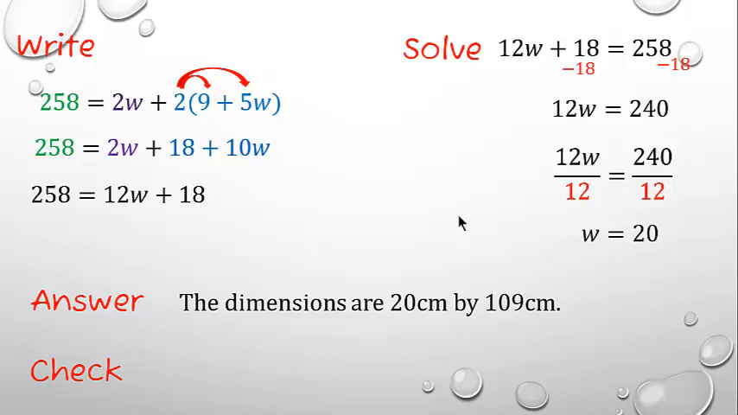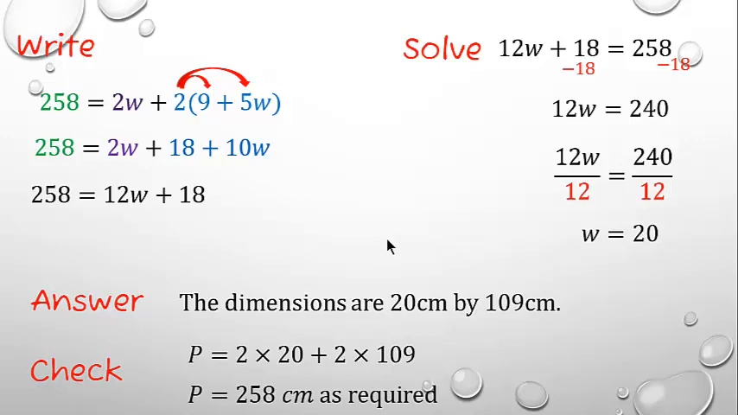Okay, let's check our answers. Using the perimeter formula we can do that. We know the perimeter is 258. So I have 2 times 20 plus 2 times 109. Checking that, it is 258 centimetres as required. So that's the end of that example. That one was a little bit harder than the other two.